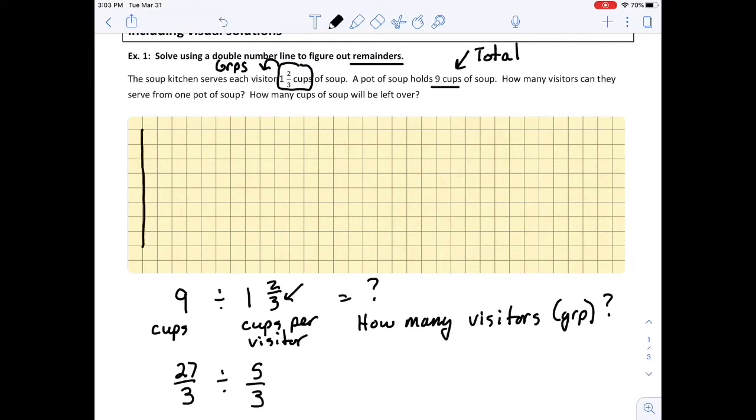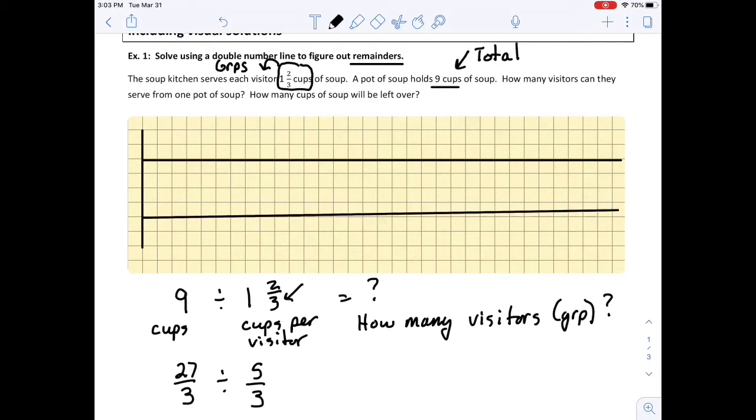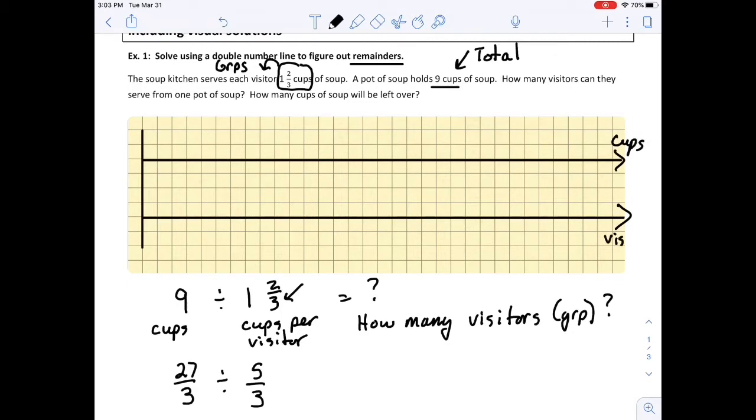So to set up a double number line, we'll have 2 number lines stacked on top of each other. The top one is going to be our cups for our total, and the bottom one we're going to keep track of the number of visitors. Since we have a common denominator of 3, each tick mark on the top will represent 1/3, and then we'll have a corresponding tick mark on the bottom that for now we'll leave unlabeled because we'll have to relate it to visitors. So I'm going to take a moment to set up my number line.